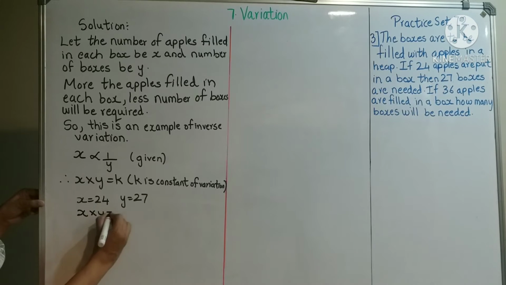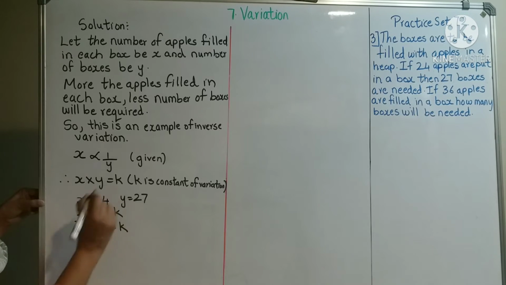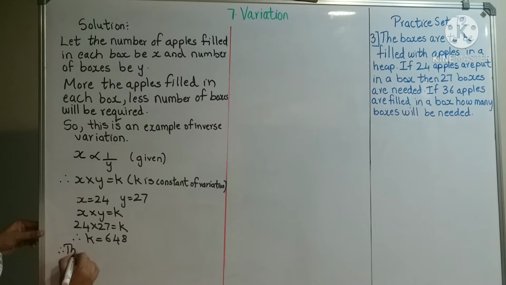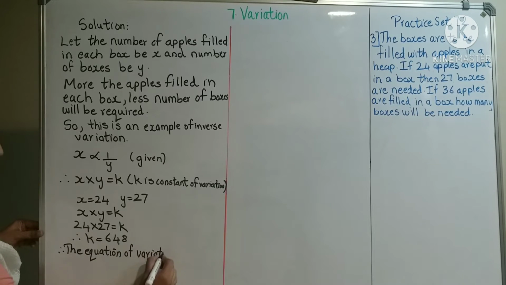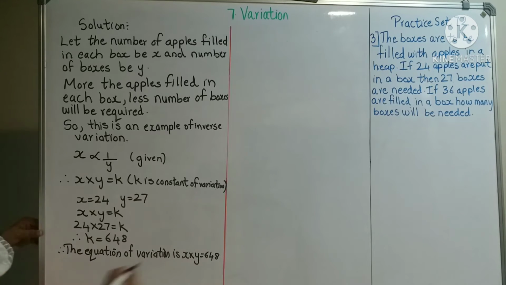X into y is equal to k. Value of x is 24. Value of y is 27. So 24 into 27 is equal to k. Therefore, k is equal to 648. This is the value of k. Therefore, the equation of variation is x into y is equal to 648. This is the equation of variation.